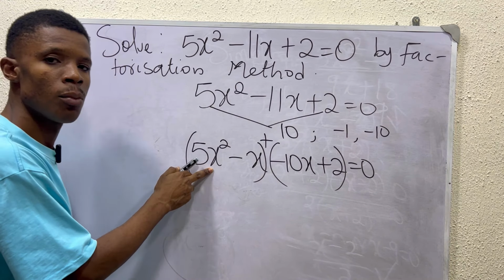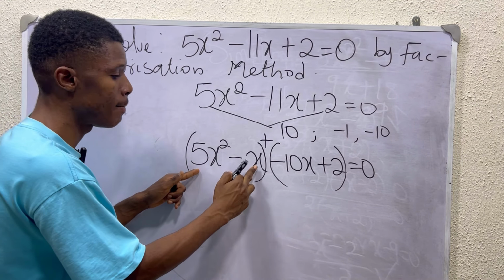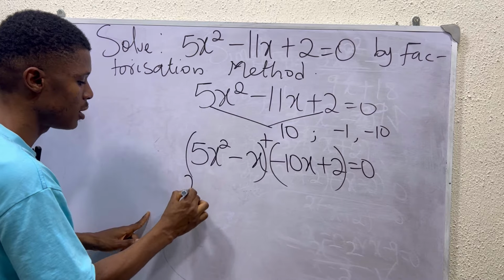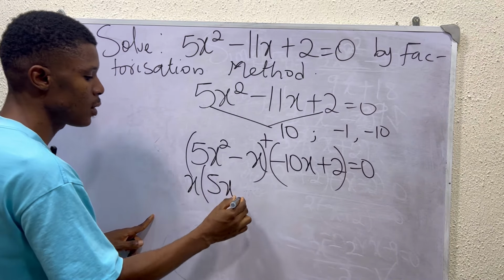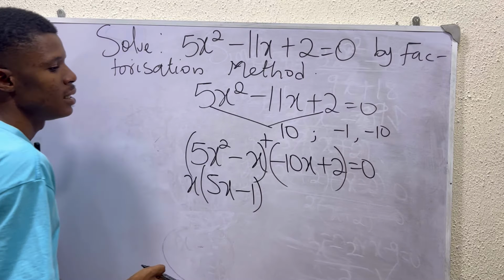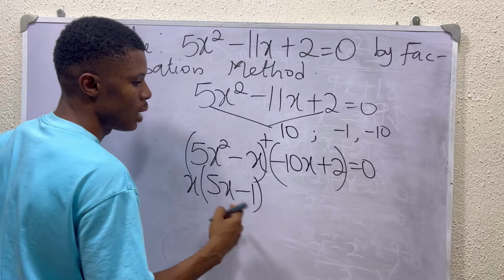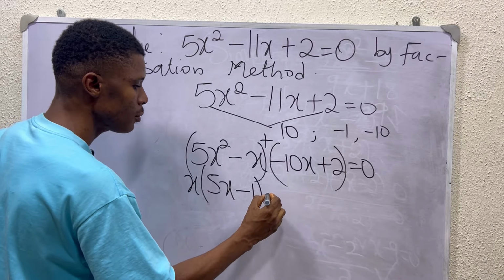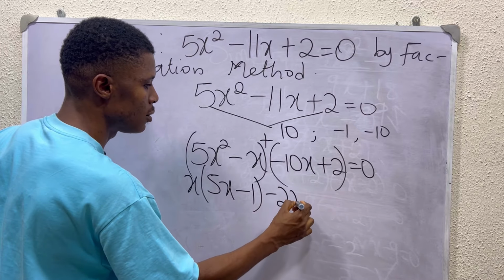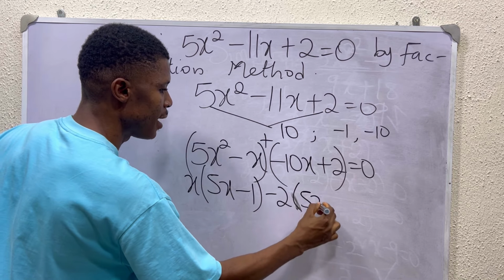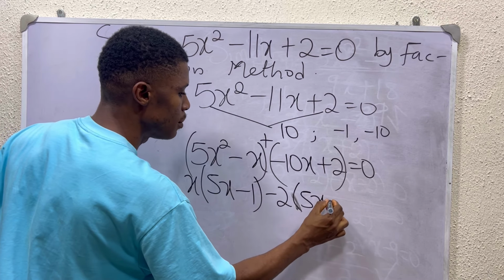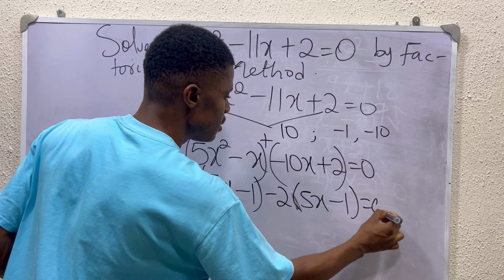So what do we do? We factor out the common term between 5x squared and minus x. The common term is x. I'm left with 5x. If I factor it, I have minus 1. Then between minus 10 and 2, I can factor out what? Minus 2. I'll be left with 5x. Then this will now change to minus 1, and that's 0.